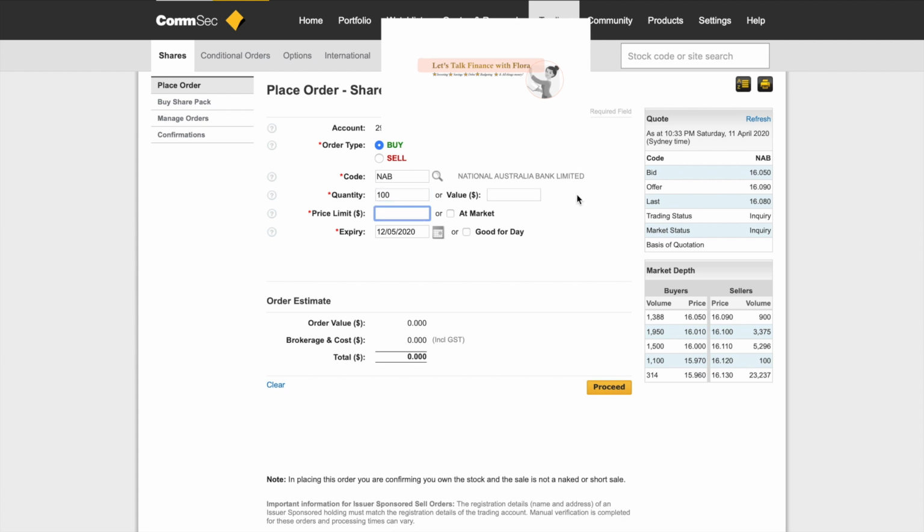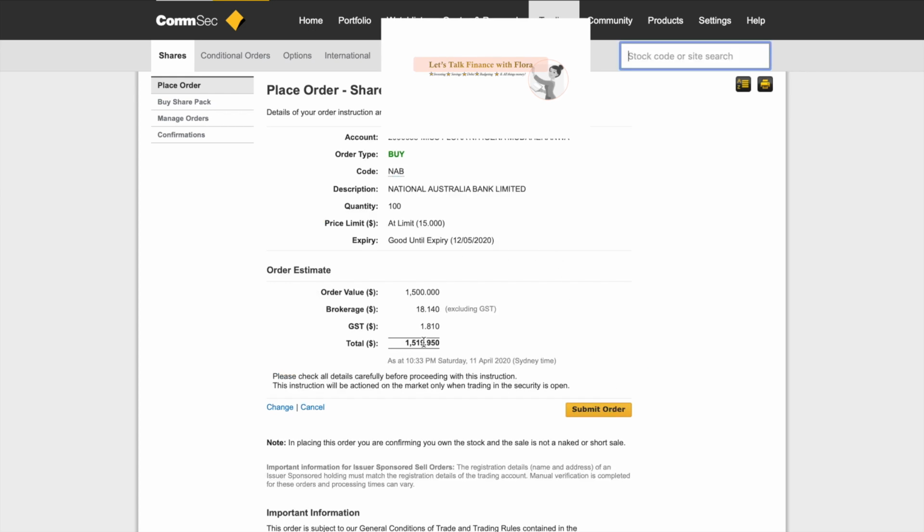Here it gives you a quote. You want to buy it low, so you'd say I want to buy at $15, because it's a limit price. Or you can put a market order if you're willing to pay $16.08. And then you just go proceed. It gives you a summary of your order, and then you can submit it. So that's pretty much how you buy it.